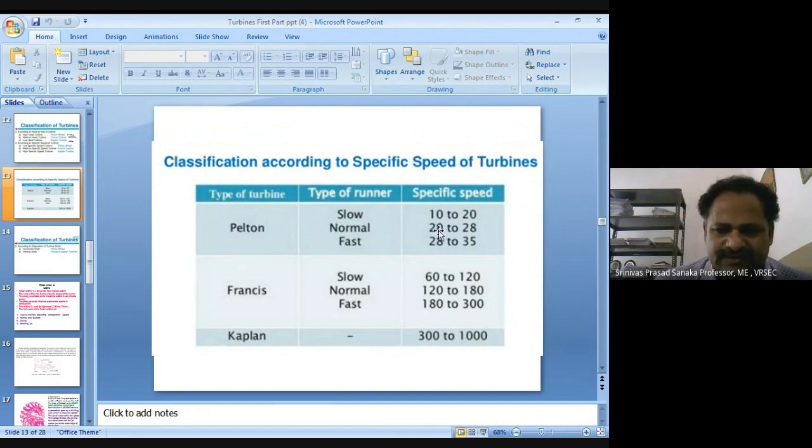If the specific speed value is in the range of 10 to 35, Pelton wheel of single jet is used. If the specific speed value is 60 to 300, Francis turbines are used. If the specific speed value is 300 to 1000, then the Kaplan turbines are used.